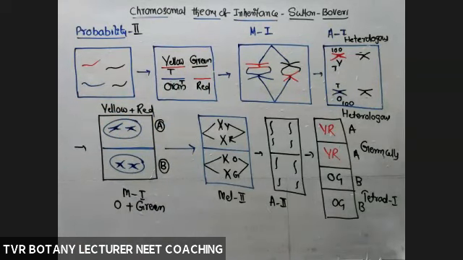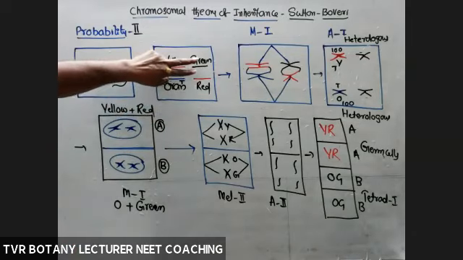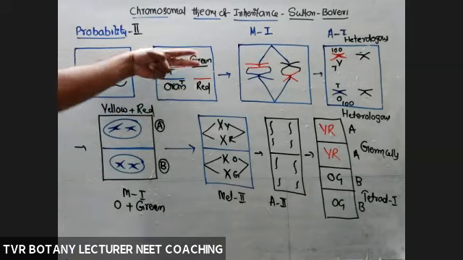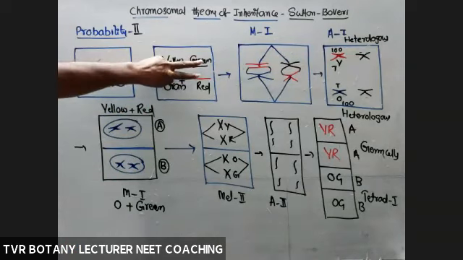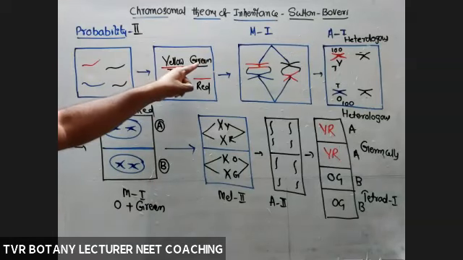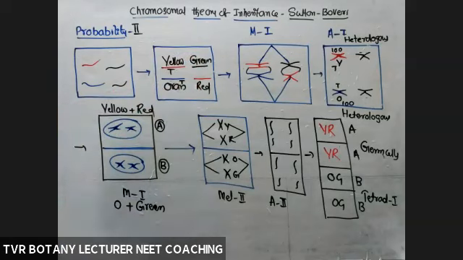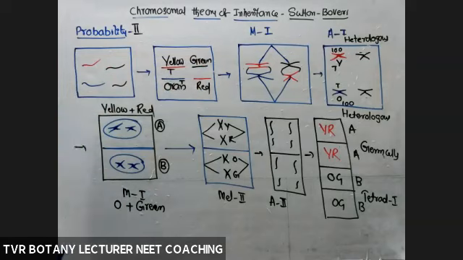First probability: yellow, orange, red, green. Second probability: yellow, orange, green, red. So the change is in the case of green and red only. See, first probability, red, green. Now invert it upside down: green, red. So there was a change in the position of red and green. Red, green changed into green, red. The position changed. Remember that one.